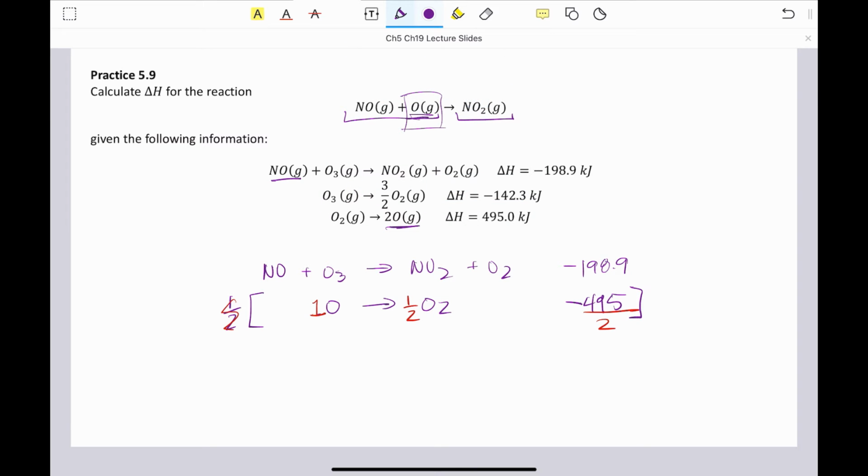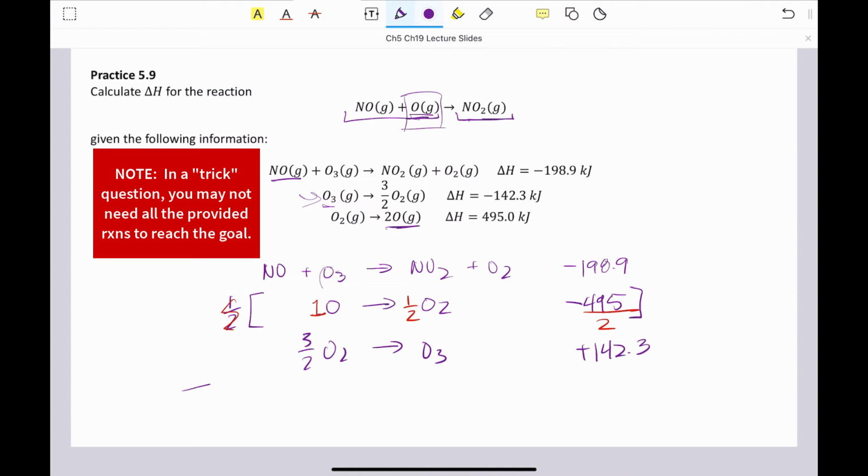Next one is that I need to make sure I have NO2 as a product. I already do. So then it's just about getting everything to cancel. I still have this O3 molecule over here, this ozone, that I need to cancel. So I'm going to take this reaction to get this ozone on the product side so I can get that to cancel. So this says 3/2 O2 is going to give me O3, and I had to flip that, so this is going to be plus 142.3.